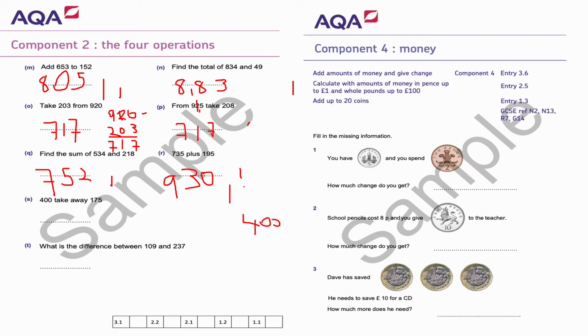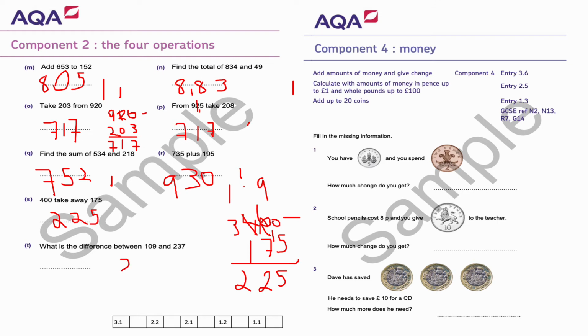Okay, so hopefully it's making sense so far. Okay, 0 take away 5 I can't do, so I have to borrow from this one. That becomes a 3. That becomes a 10. Cross that off again. That becomes a 9. Okay, that becomes a 10. 10 take away 5 is 5. 9 take away 7 is 2. And 3 take away 1 is 2. So the answer is 225.